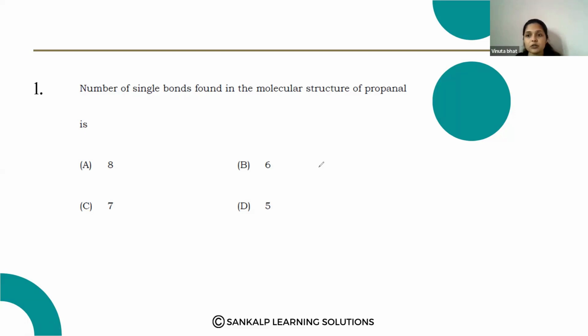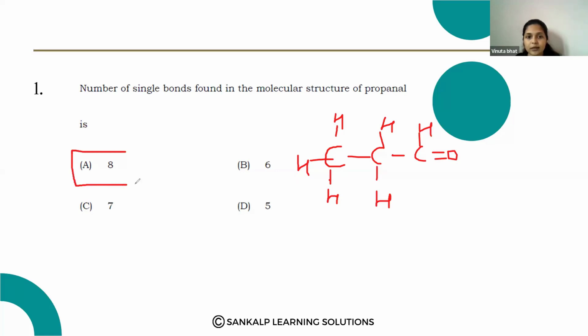Propanal means the functional group is the aldehyde group, right? Total 3 carbon atoms and H, hydrogen, and here also H. Then here C double bond O H. So the CHO group is present, so this is propanal. And here the number of single bonds: 1, 2, 3, 4, 5, 6, 7, 8. Total 8 single bonds are present in the molecular structure of propanal. Please count the single bonds. So option A is the correct answer.